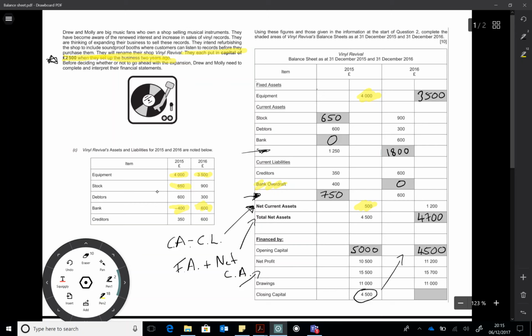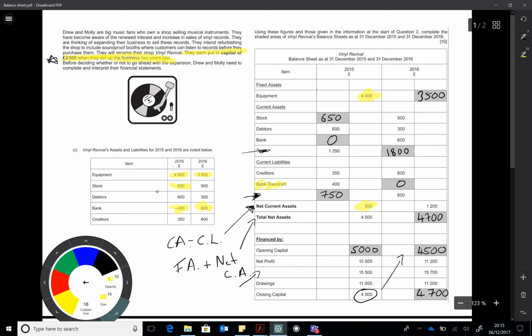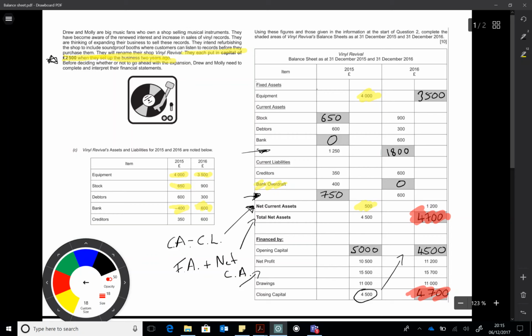And therefore, we use that £15,700 and we take away our drawings, as it suggests, it is drawing something out, which is £11,000. So therefore, we have a closing capital of £4,700. Now, if we want to double check to make sure that we have this question right, then we can look at our closing capital in our finance section, and we can look at our total net assets, and they should balance. If we do the same for 2015, it's the same figure.